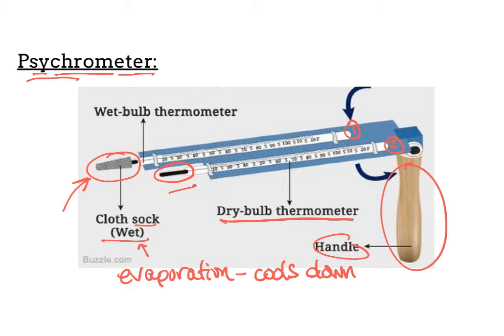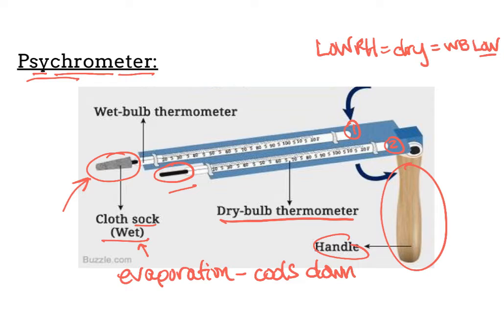So if the air is pretty dry, if we have a really low relative humidity, I'm going to call it low RH, that means that the air is really dry. Then that means a lot of evaporation is going to happen because there's not a lot of water vapor in the air, right? So the wet bulb thermometer is going to get really low. It's going to cool off a lot more, a lot faster.